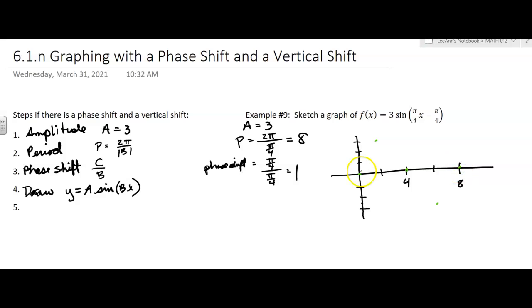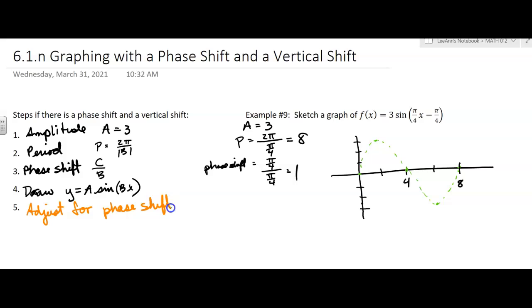This is not the graph, but it takes into consideration the period and the amplitude. Okay, and also if there had been a reflection, if it had been a negative 3 for the A, then we would have had to reflect it, but it was a positive 3, so we don't have to do that. Okay, now we're going to take that graph, and the last thing we're going to do is adjust for phase shift and vertical shift.